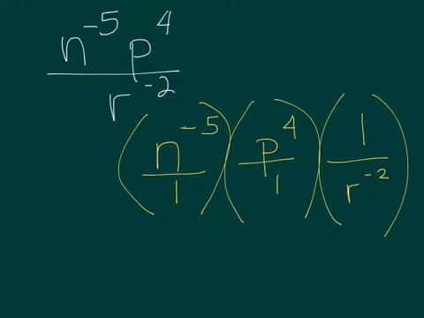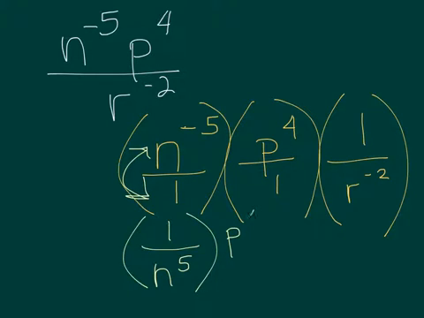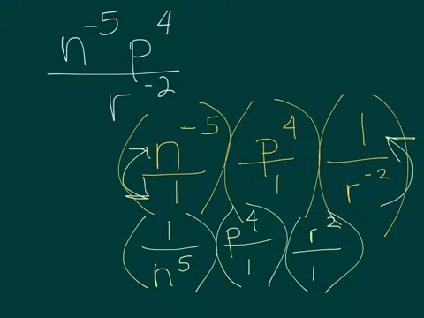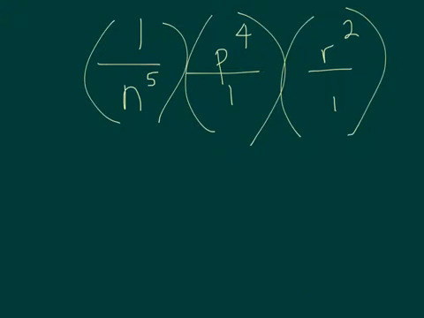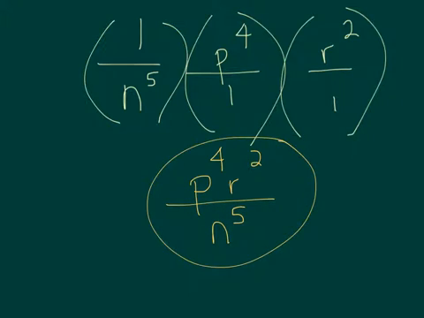So we have to find the reciprocal of the first one. You flip it to 1 over n to the fifth. We can leave the p to the fourth just like it is, because we don't have to flip that one. And then you have to flip the r to the negative 2, so you have r squared over 1. Now if you combine this to get your final answer, your top would be p to the fourth r squared over n to the fifth.